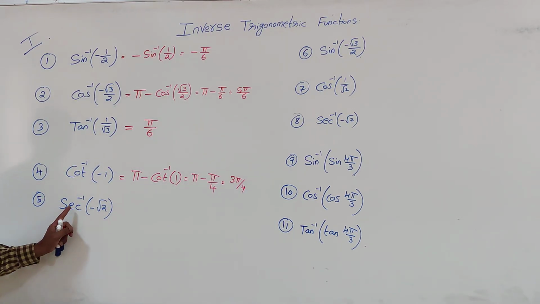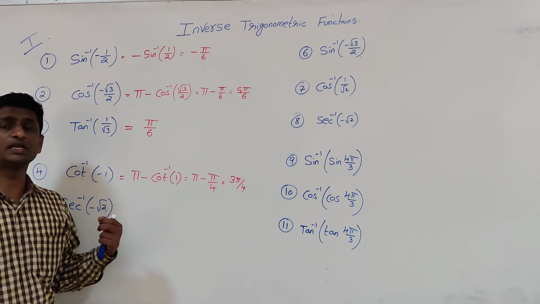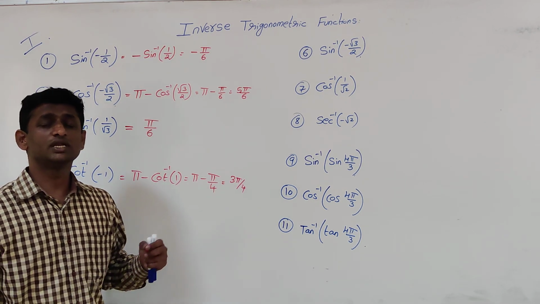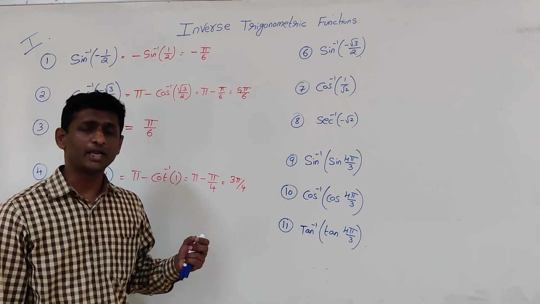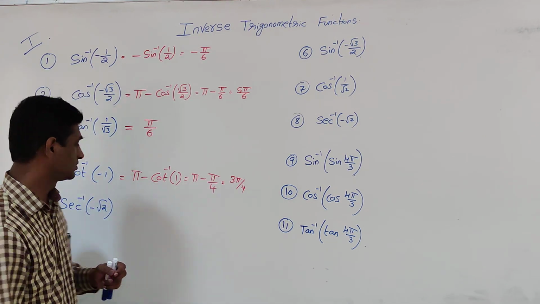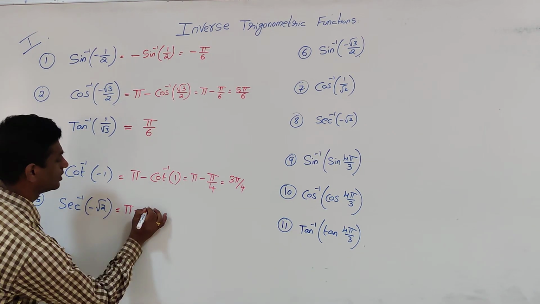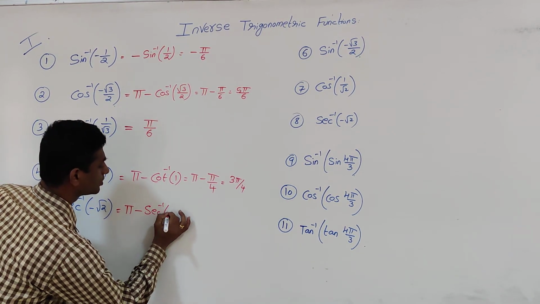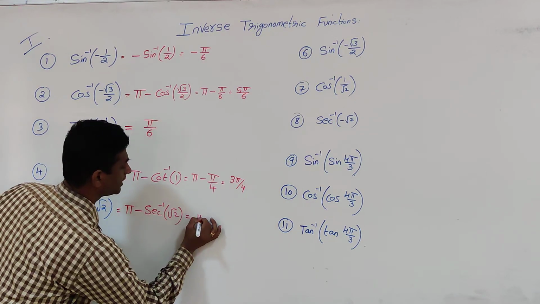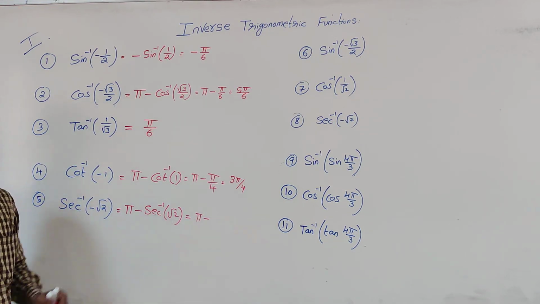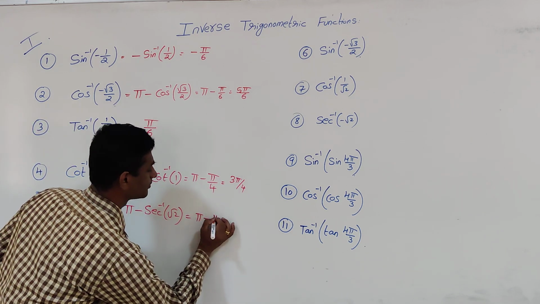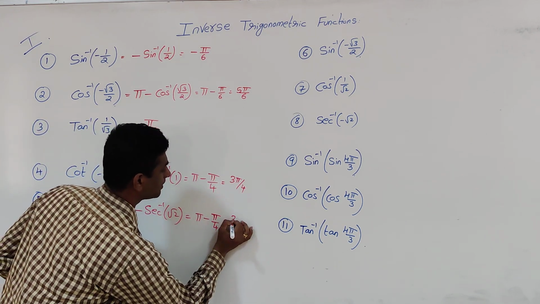Next, secant inverse of minus root 2. Again, it is in the form of secant inverse of minus x. Secant inverse of minus x is pi minus secant inverse of x. So this can be written as pi minus secant inverse of root 2, where secant inverse of root 2 is pi by 4. So which is 3 pi by 4.